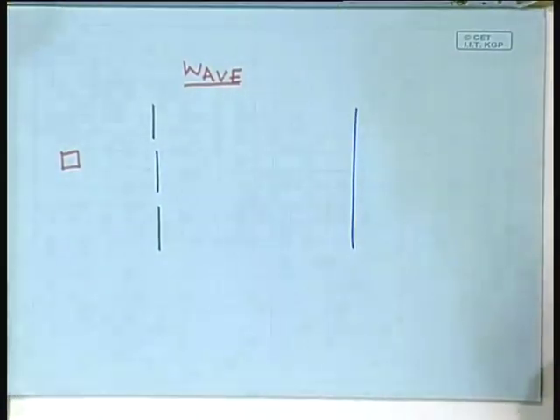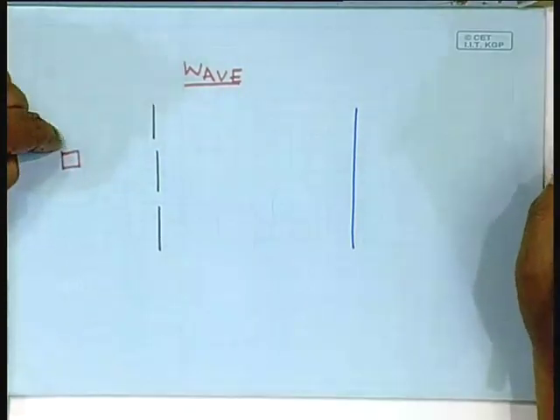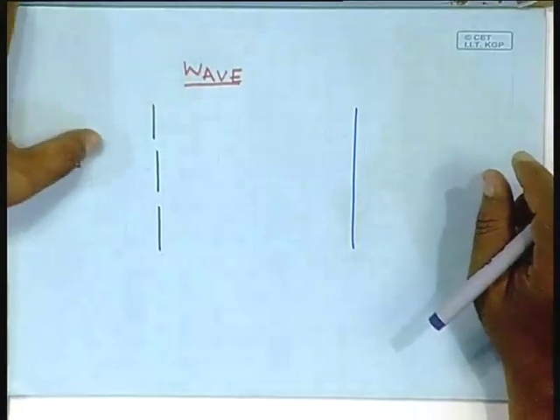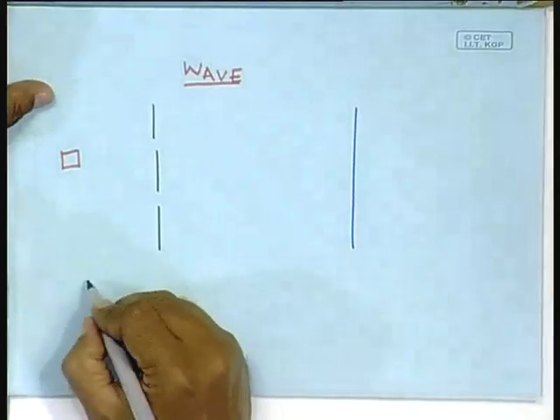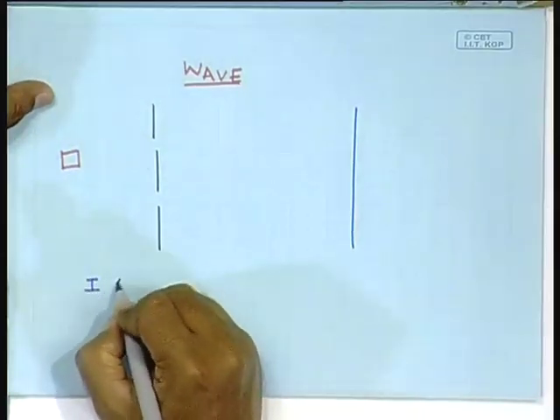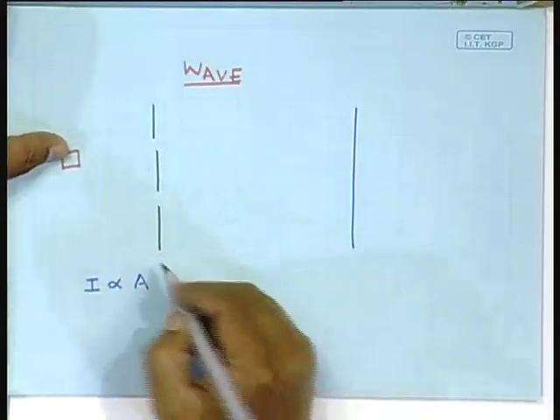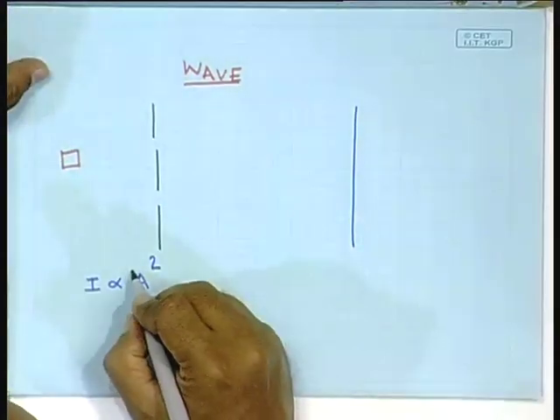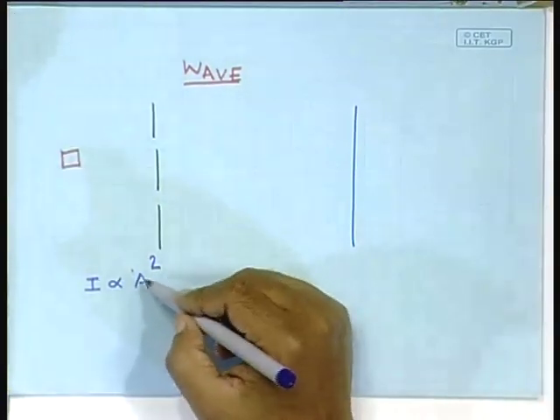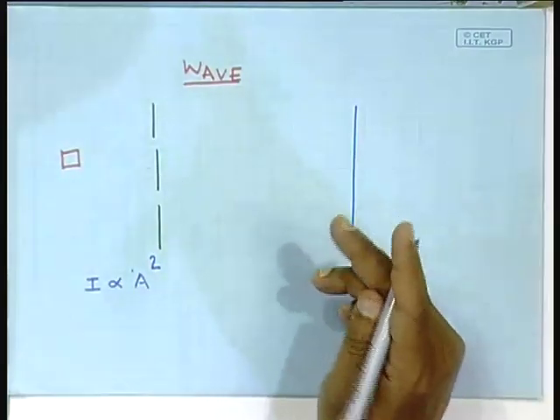Now, the first point, unlike the bullet source, you can vary the intensity of the wave that comes out continuously, and the intensity of the wave is proportional to the square of the amplitude of the wave that is produced over here. So, if you increase the amplitude continuously, you can also increase the intensity continuously, unlike the bullets, which you can just increase in units of 1.